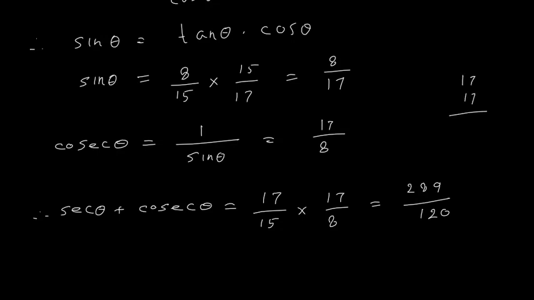7 7s are 49, 4 7 1s are 7 plus 4 is 11, 1 7 is 7, 1 1 is 1, so this is 9, this is 8, and this is 2. Sorry, 7 7s are 49, 7 plus 4 is 11, right? So 289 is the answer. What we are getting is 289, we have written, so that is correct. So sec theta plus cosec theta is 289 upon 120.